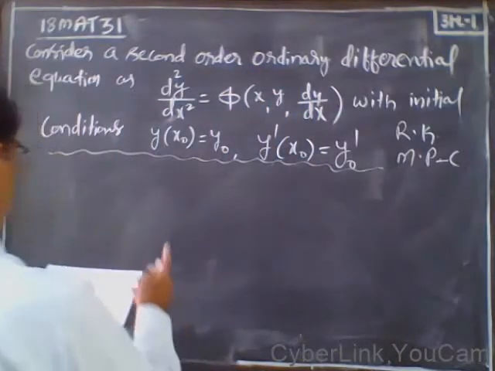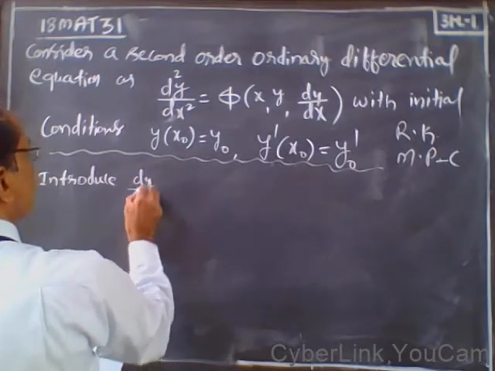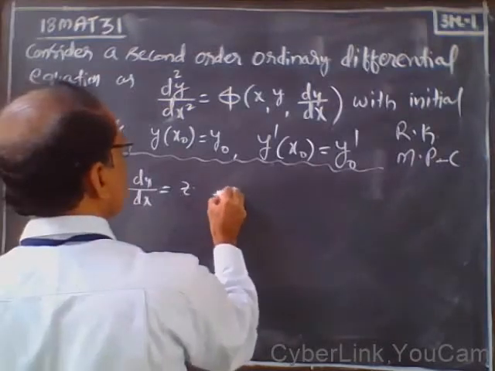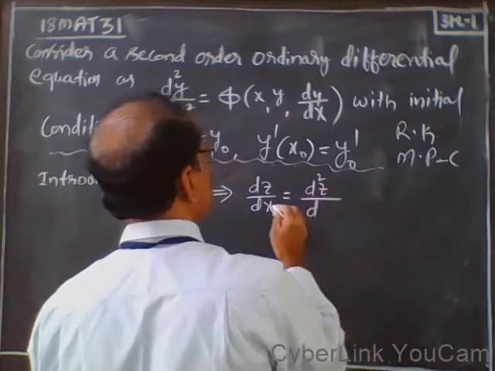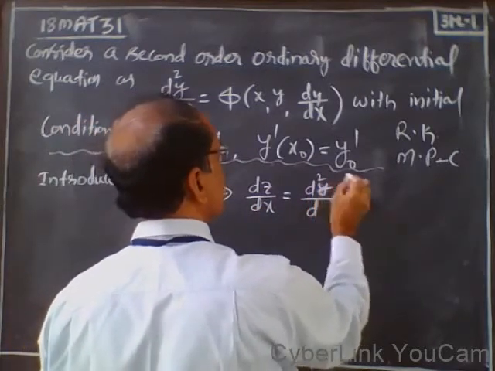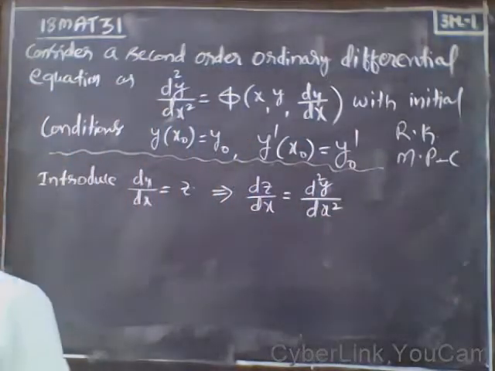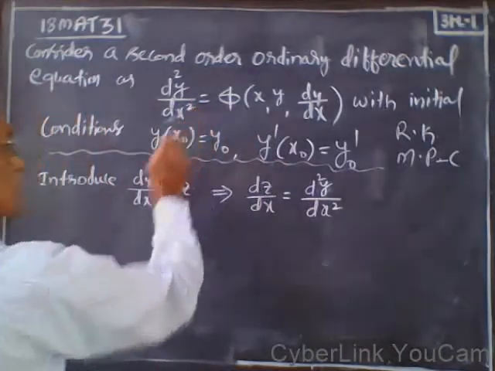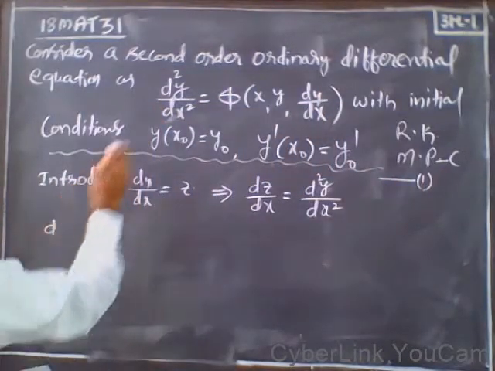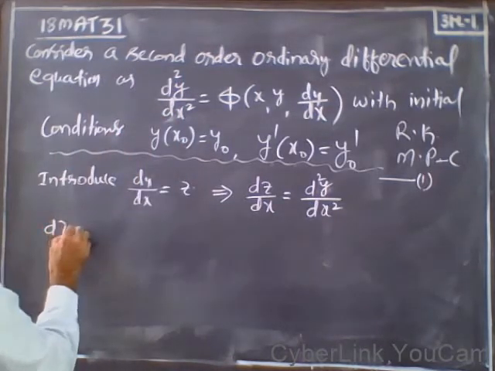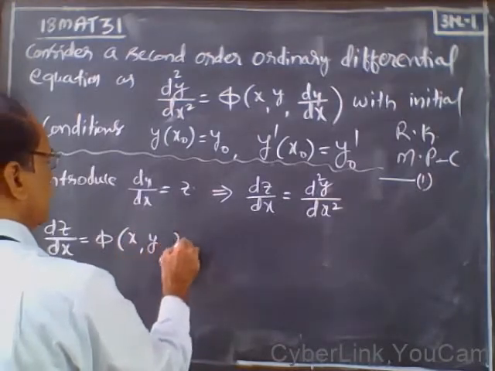Now we introduce for the first order derivative, dy by dx equal to z, so that dz by dx is equal to d square y divided by dx square. After introducing this into the first equation, which we call equation 1, the second order d square y divided by dx square will be reduced to dz by dx equal to phi of x comma y comma z.